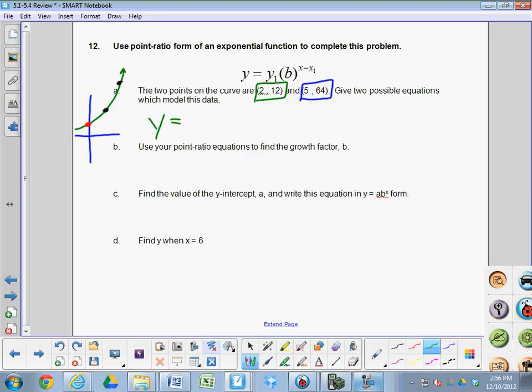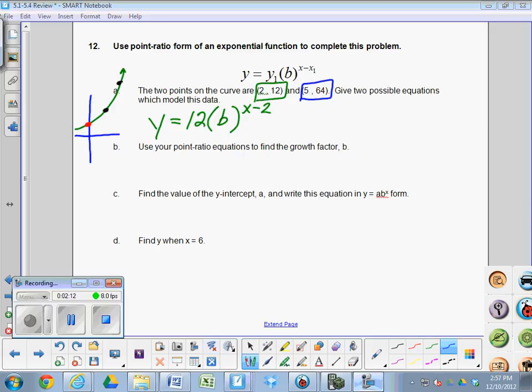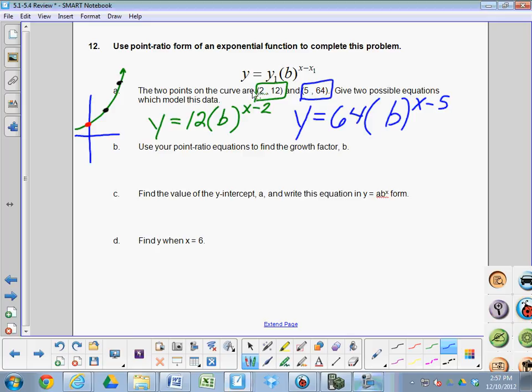Y equals y1, which is the 12, times b to the x minus 2. You just use the y and the x that they gave you. So why don't you write out the blue one? There you go. That's the blue equation. 64 is in for y1, and x1 is 5. Technically, I guess we could call this x1 and y1, and this x2 and y2. But we have our 2 different equations.